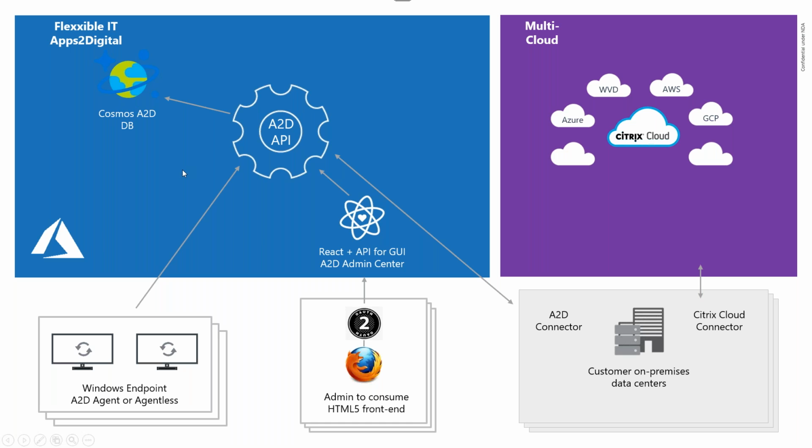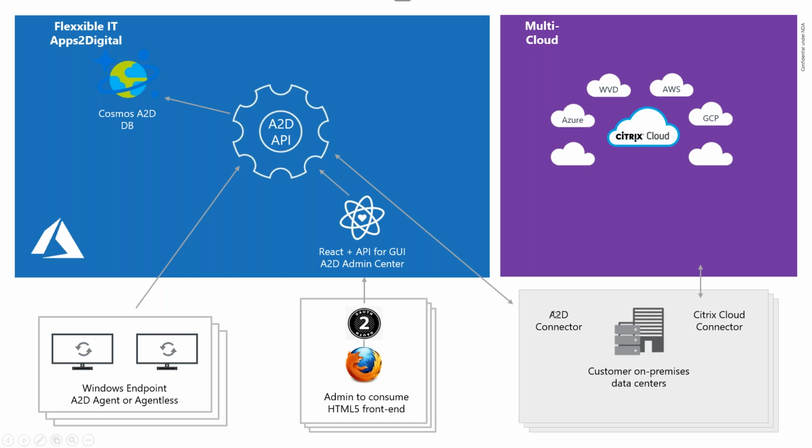We use a Cosmos database, and this is so we can deploy Apps to Digital in any of the geos where Azure is present. And you can see here down to the left, we have our Windows Apps to Digital agent or our agentless option here for gathering information. We use React plus API for our GUI, and our Apps to Digital Admin Center, which is HTML5. And we're using OAuth 2 with Microsoft for authentication. So if you have a Microsoft account, you can easily get in and trial Apps to Digital for 15 days, and I'll talk more about that at the end of the webinar.